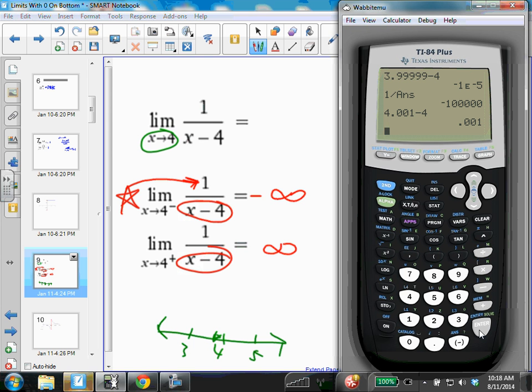Now, our infinities don't match. One of them's negative, one of them's positive, so all we can say about the answer is that it does not exist. Okay?